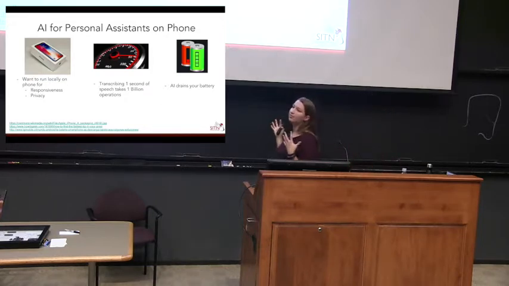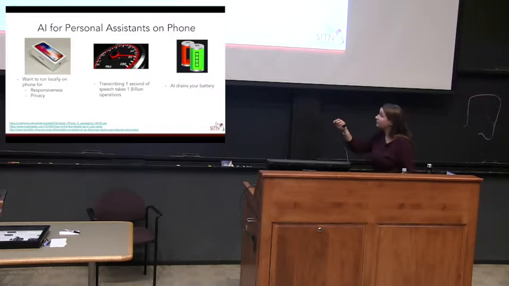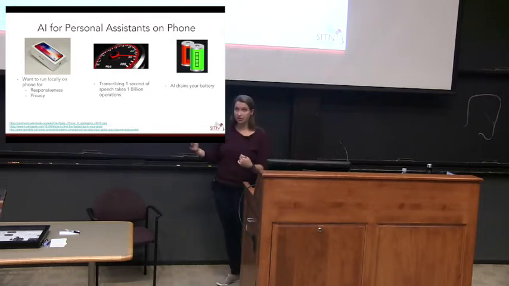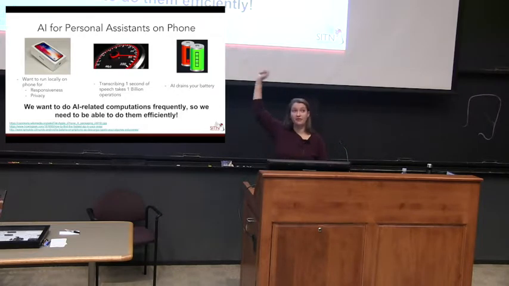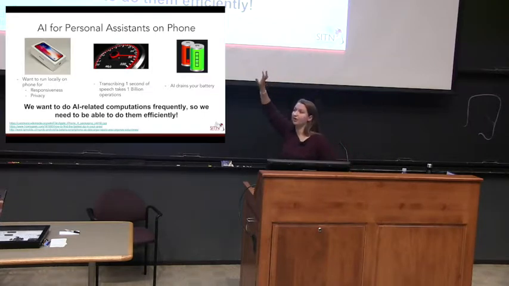And as we saw, that's just one part of the larger cycle of what needs to happen in order to create a response. And the takeaway message here is that AI drains your battery, but what we know is that we're going to want to do these exact set of computations over and over again, very frequently. And we're left with the question of, if we want to do AI-related computations very frequently, we need to be able to do them efficiently in order to avoid the battery drain and in order to be able to avoid sending any data to the data center and back.